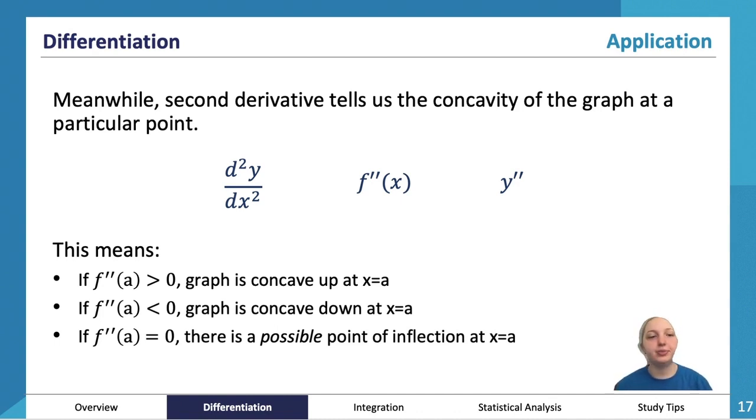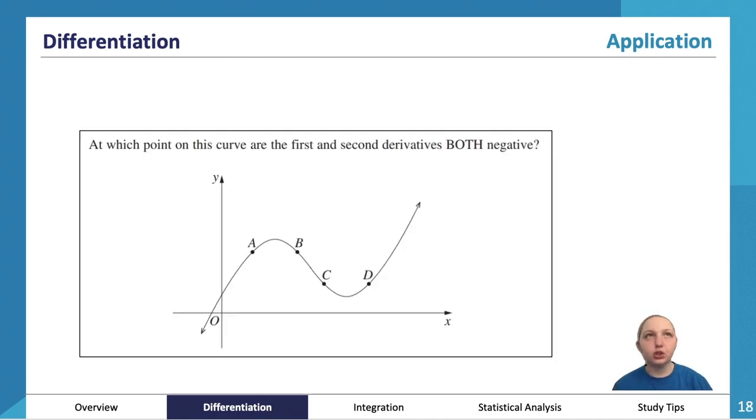Now I'm going to show you guys a question, and we'll do a practice question about how you might see this sort of thing come up. This one's actually a multiple choice question. At which point on this curve are the first and second derivatives both negative? What I'm going to do is give you guys maybe a minute to think about this question, and then we will go through it together.